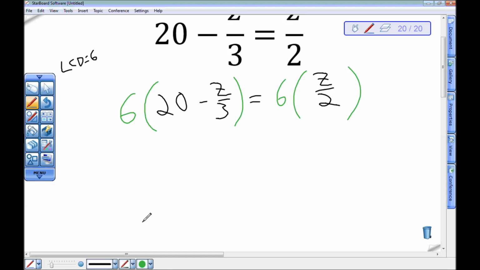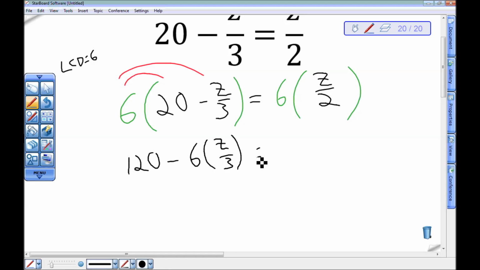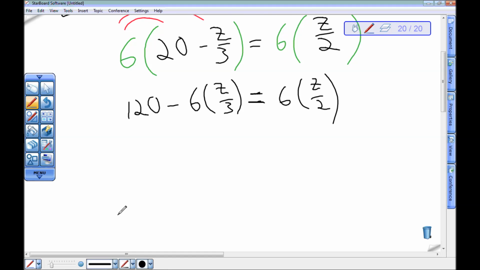My next step, step number 1, is to simplify both sides. To start to simplify this side of the equation, I'm going to use the distributive property. So this is 6 times 20 is 120, minus 6 times z over 3, so I'll come back for that one, equals 6 times z over 2. Okay, I can simplify more here. So 120 minus, now, 6 times z divided by 3.